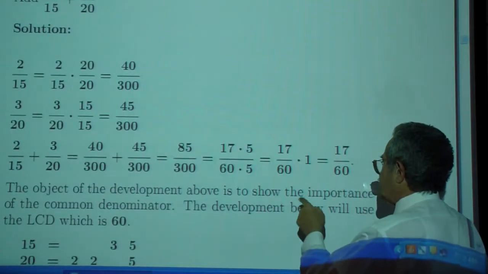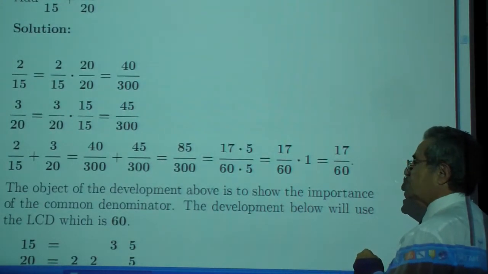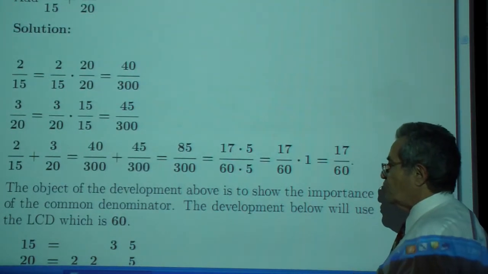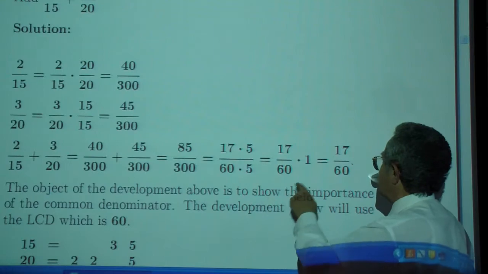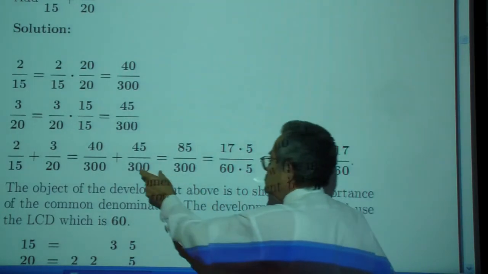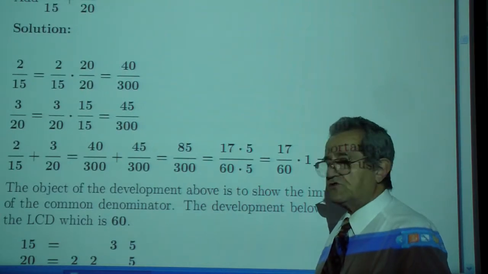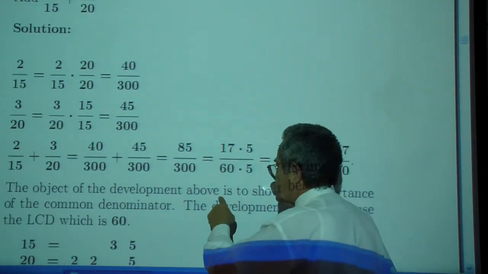The object of the development above is to show the importance of the common denominator. The development below will use the least common denominator, which is 60. You used 300, which was okay, but it was bigger than it needed to be. 60 would have been sufficient.